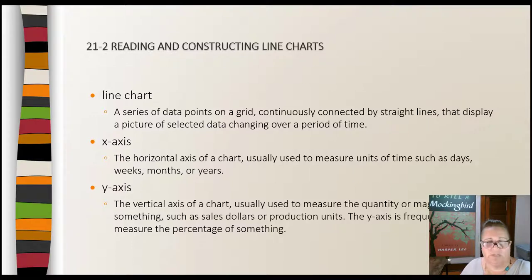The x-axis or horizontal axis of the chart will be used to measure periods of time such as days, weeks, months, or even years, sometimes decades. The y-axis or the vertical axis is a measure of the amount, the quantity, the magnitude. It's usually an amount in dollars or the number of units produced. Sometimes it can be used to measure the percentage of something, a percent increase in sales, for example. And those axes are what we are using to interpret the data.